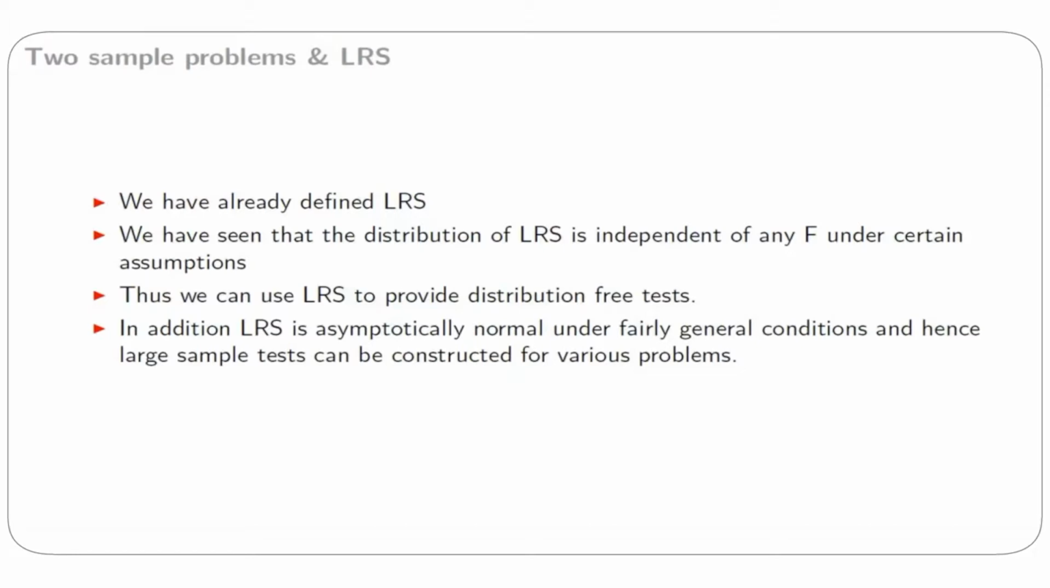In our previous module, we have defined a linear rank statistic. We have seen that the distribution of linear rank statistic is independent of any F under certain assumptions, and therefore we can use linear rank statistic to provide distribution free tests. In addition, linear rank statistic is asymptotically normal under fairly general conditions, and hence large sample tests based on the linear rank statistic can be constructed for various problems. So these are the advantages of using a linear rank statistic apart from the other advantages.